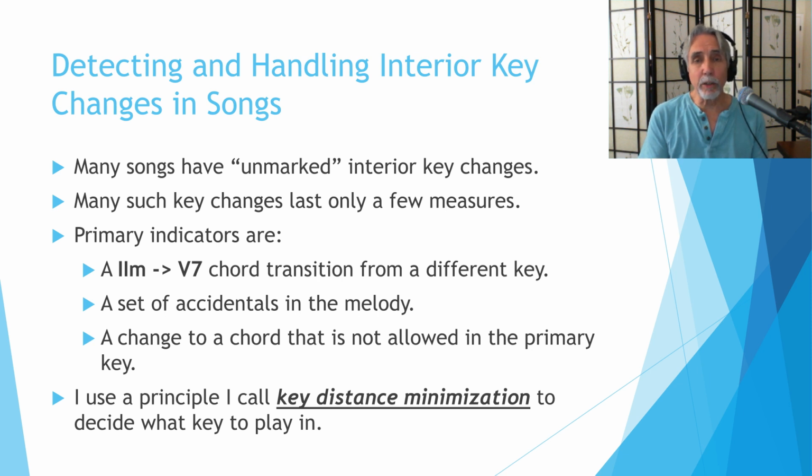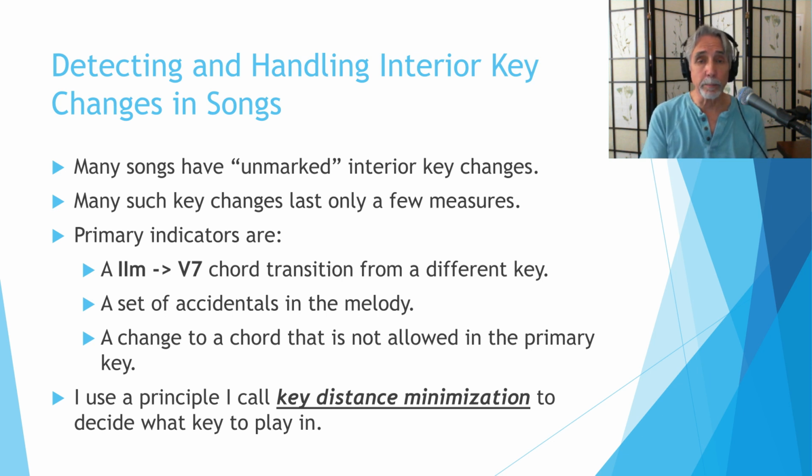By that I mean a key change that's typically not noted in the score. There's no place where all of a sudden you've got a different key signature. Sometimes that happens, and then it's like a big flag: okay, here we're changing keys, no big deal. A lot of times there are short key changes that last from 1 to 10 measures that are in a different key. And the question is, how do you spot that and what do you do about it? Well, the primary indicators are first, a 2 minor 5/7 transition from a different key.